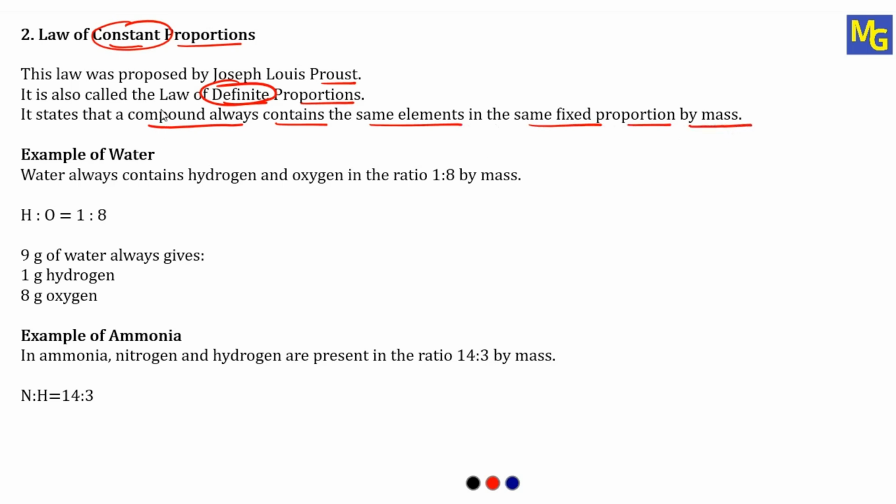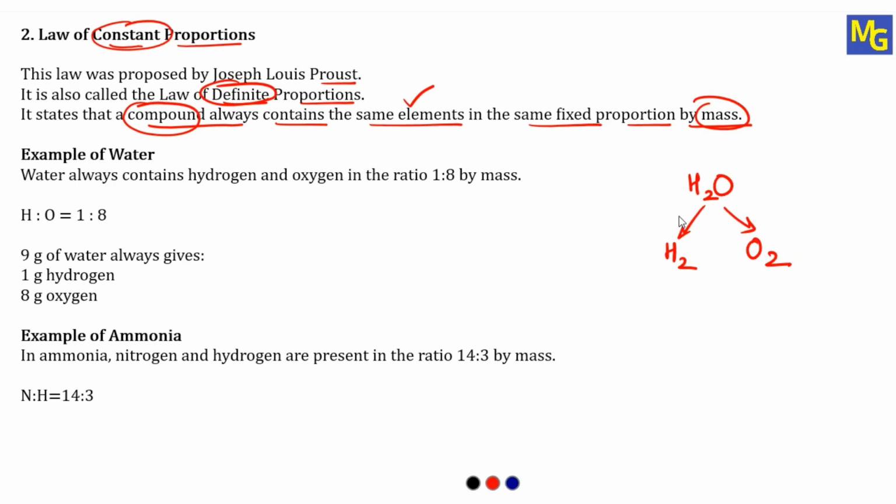So what is a compound? A compound is nothing but a combination of elements. When we combine two or more elements, we get a compound. For example, water. Water is a compound. And to prepare this water, we use two elements: one is hydrogen and one is oxygen. So whatever compounds we have, all will consist of the same elements in a fixed proportion by mass.